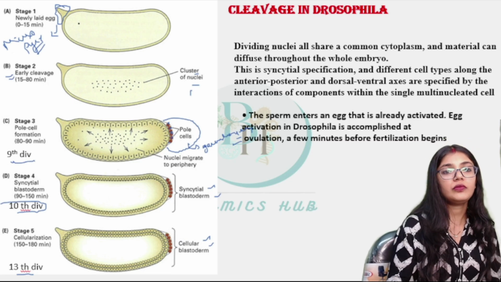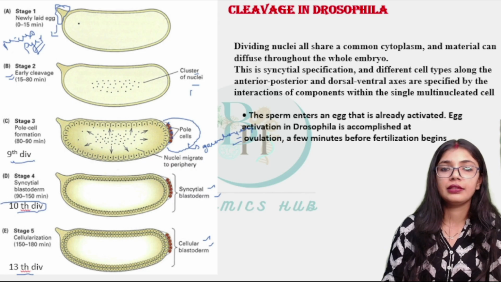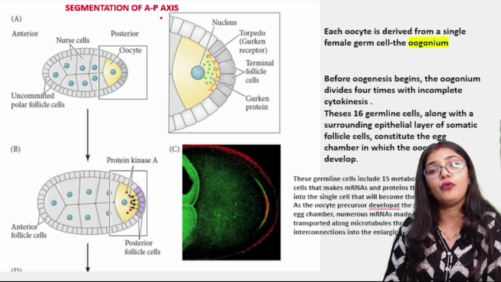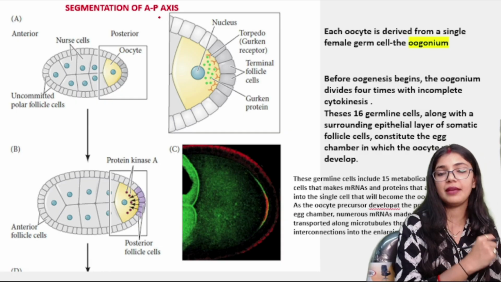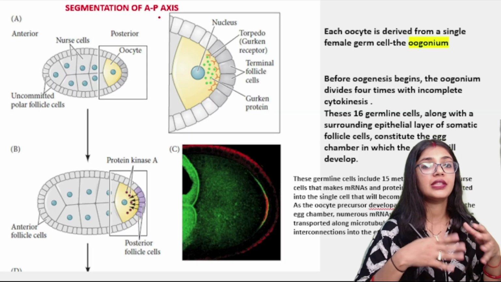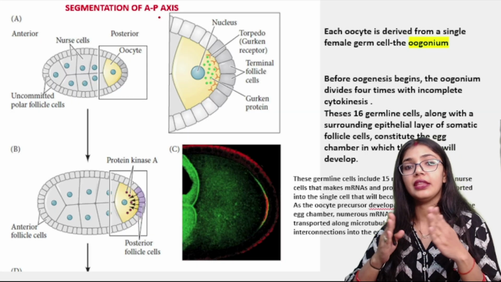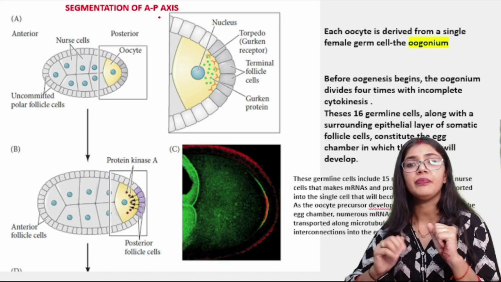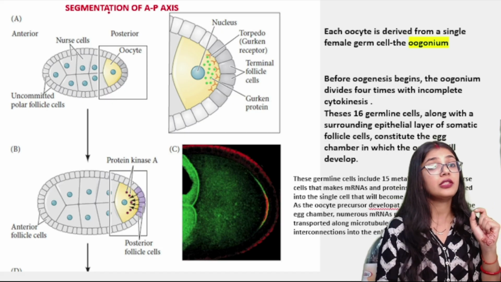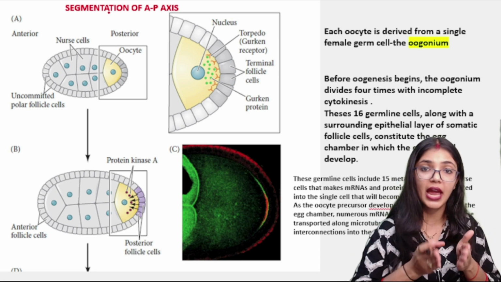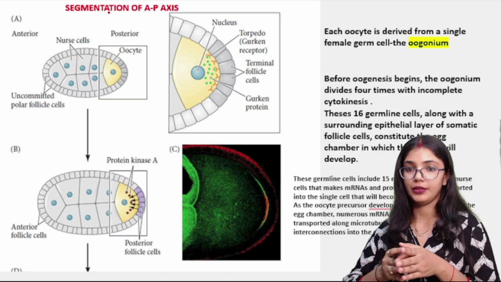Next we will see how the segmentation of the anterior and posterior axis takes place. Before fertilization, there are some molecular changes taking place in the oocyte. In the egg, certain changes are being formed. So let us see this. The anterior and posterior axis formation is decided before the fertilization.